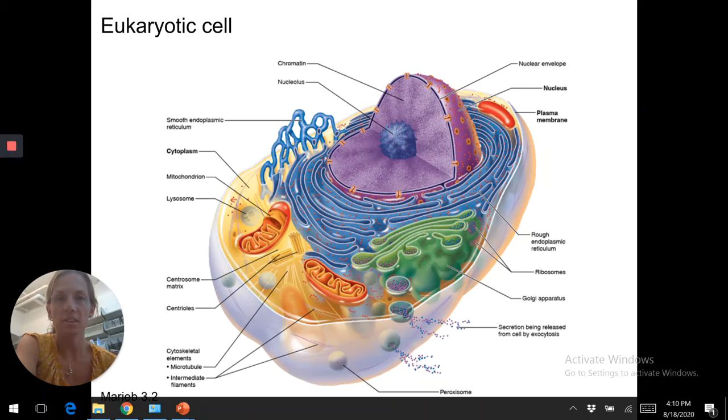All right, so this is not the cell basics, but the cell, a little bit more detail. Still pretty quick and dirty. In lab, you'll review this again. So some of these structures I did talk about in the previous short video.